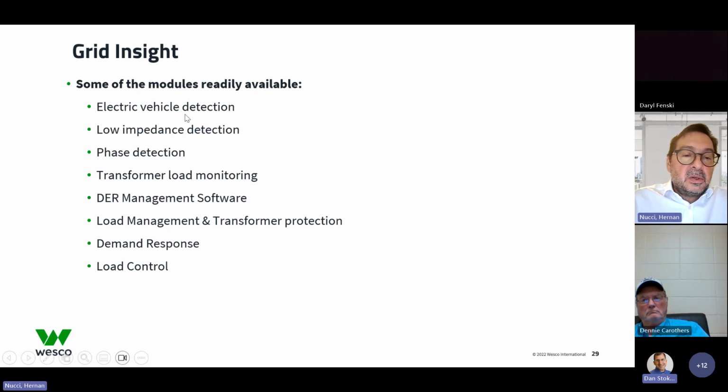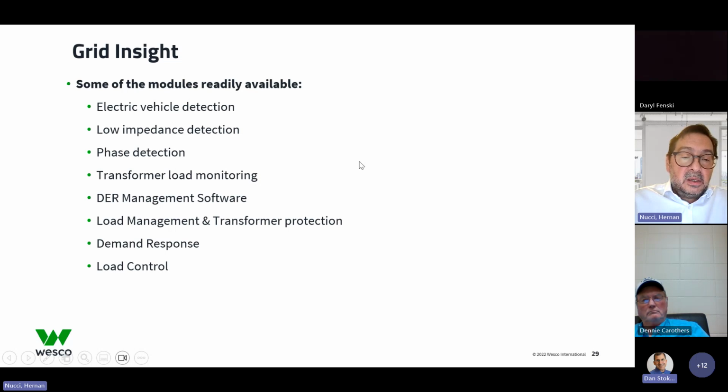Electric vehicle detection. There are apps that can detect EV charging. Low impedance detection. If you have a cable that is about to fail, the AMI can tell you, hey, close to this meter and this meter, you have a fault. Phase detection.